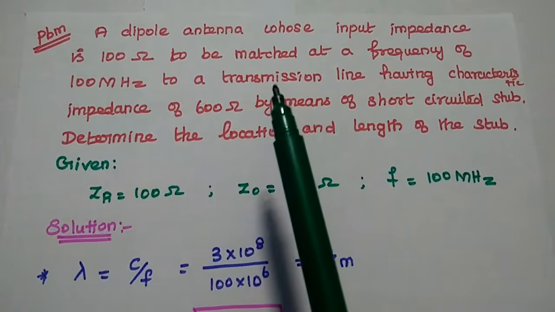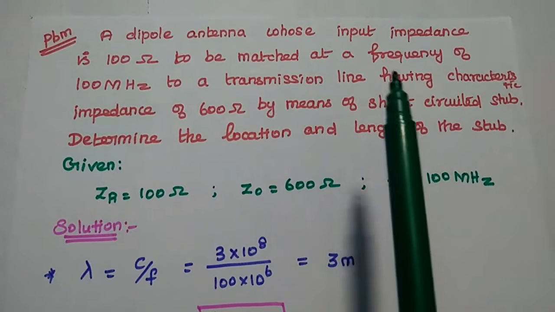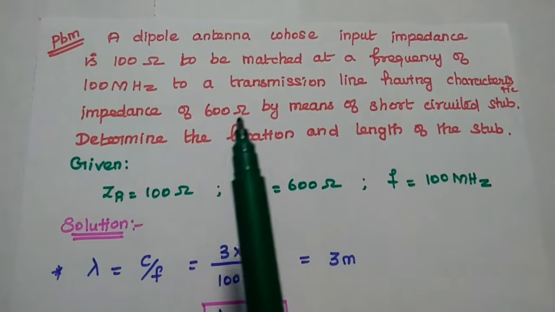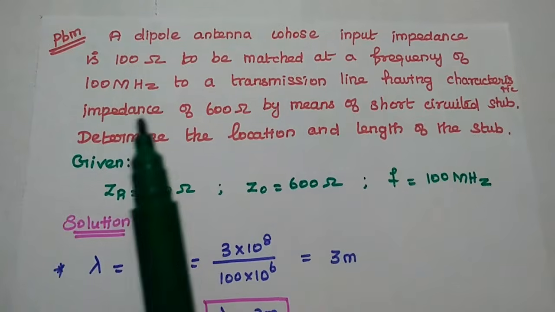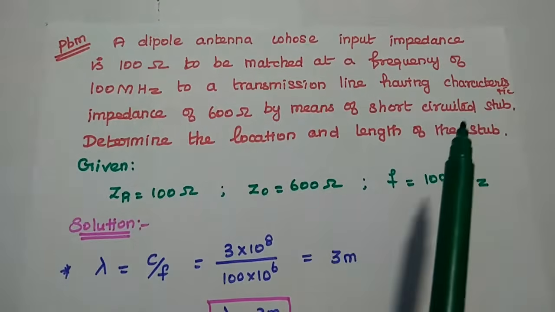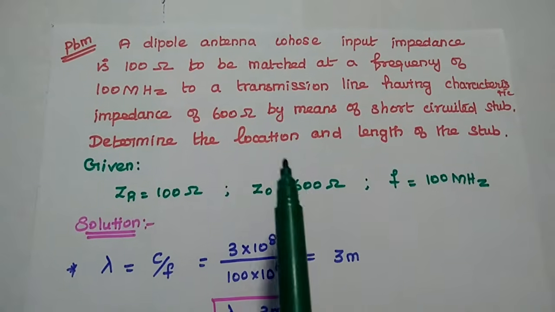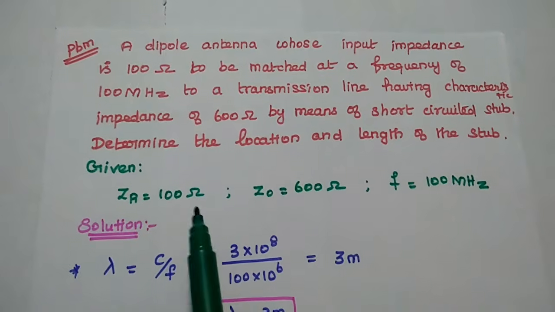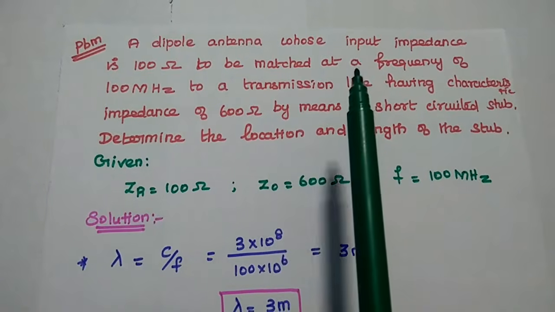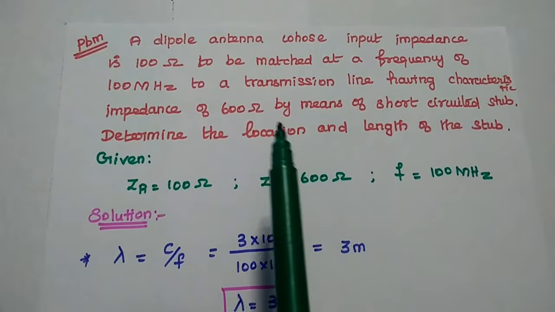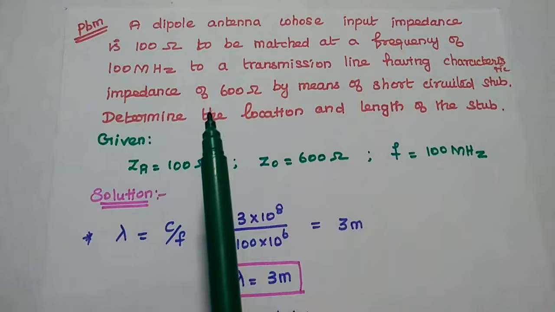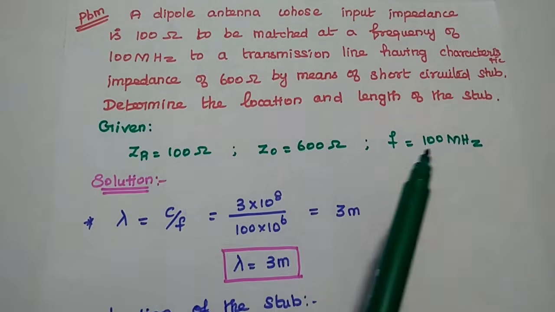Here, the first problem. A dipole antenna whose input impedance is 100 ohm is to be matched at a frequency of 100 MHz to a transmission line having the characteristic impedance of 600 ohm by means of a short-circuited stub. We are going to determine the location and length of the stub. So first we have to write the given data. At matched condition, the input impedance is equal to the receiving end impedance. So we can write the receiving end impedance ZR is equal to 100 ohm. The characteristic impedance is 600 ohm. Frequency is equal to 100 MHz.